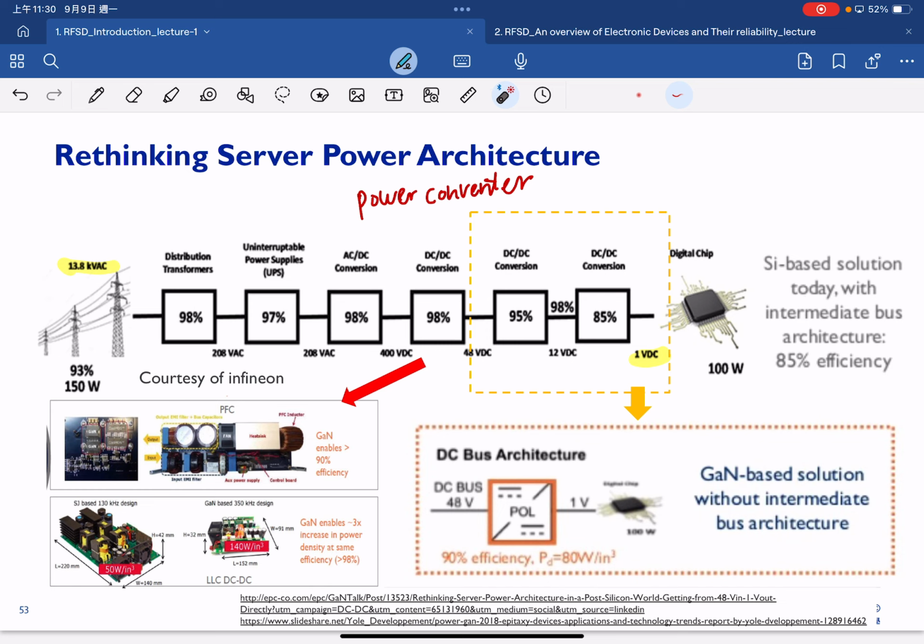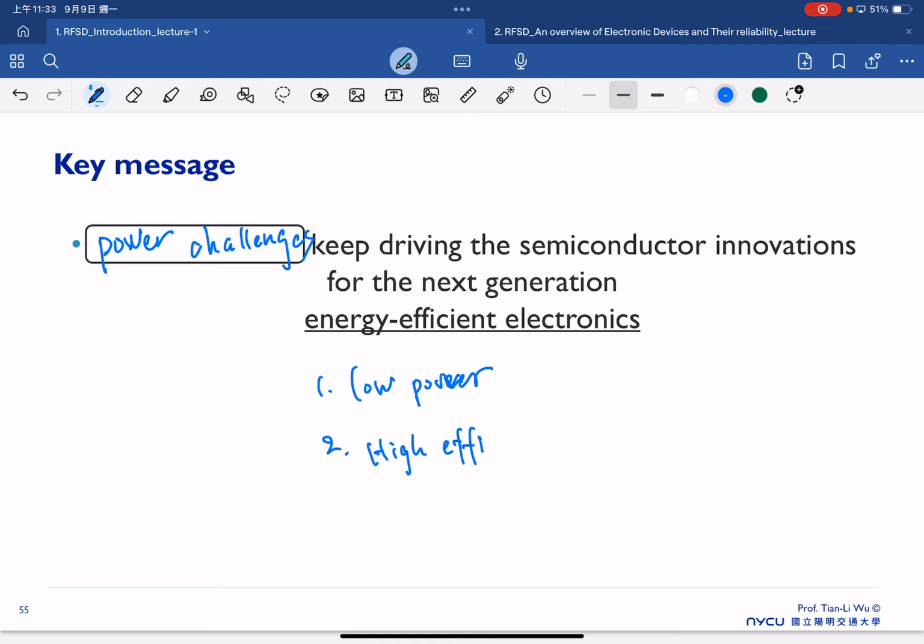So whether in low power devices or in power electronics, the goal is always the same. We try to reduce the energy waste here, because we cannot supply enough energy for all these electronics.